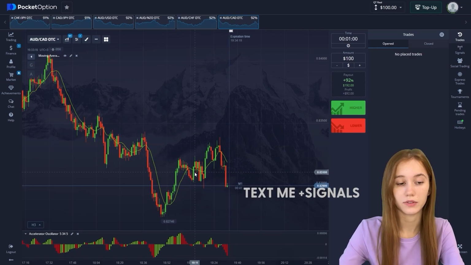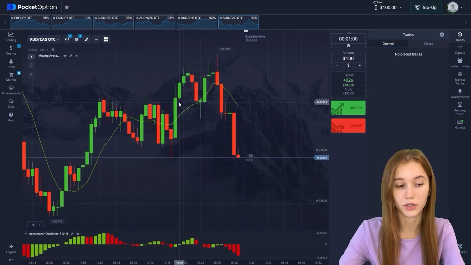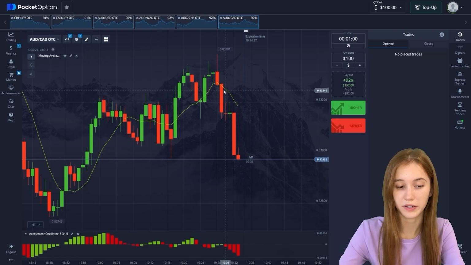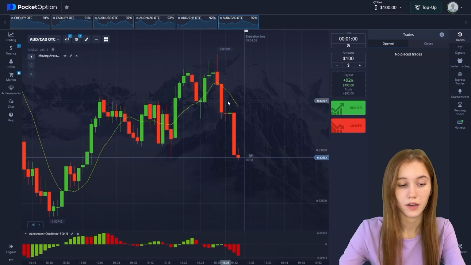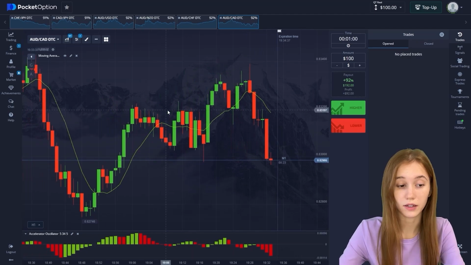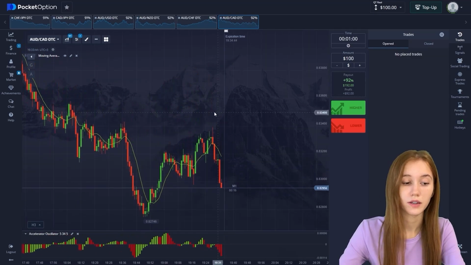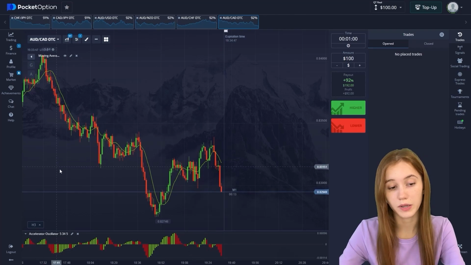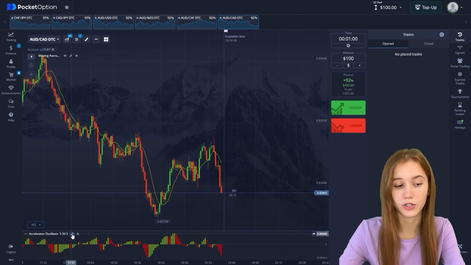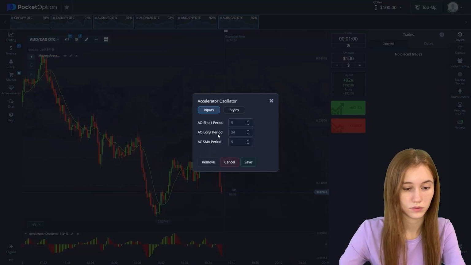If the price of an asset is higher than our moving average, the trend is upward, and accordingly the opposite in the other direction. When the price is below the moving average, the trend is moving down. So you see the settings.